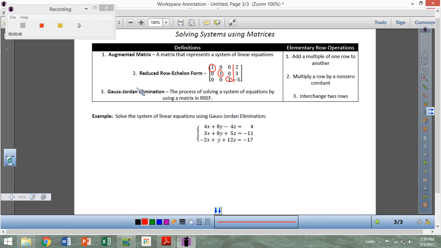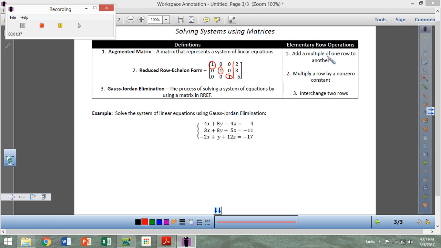Okay, and then the third definition is what's called Gauss-Jordan elimination, and that's just the process of solving a system of equations where I get reduced row echelon form on this left side. And I solve this in order to get the answer to my system of equations.